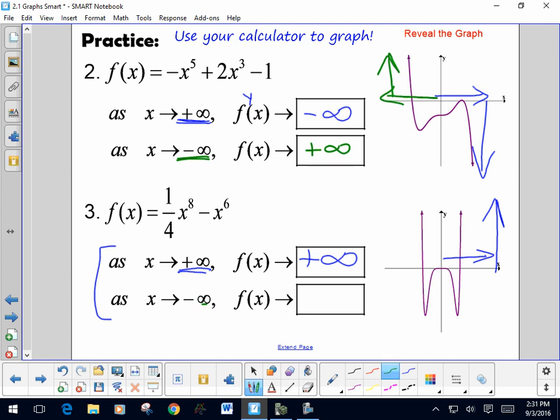And on the other side, as x goes towards negative infinity, that's talking about what's happening on the left side. This function is also going up. It is going upwards on both sides. So both of the sides of the function approach positive infinity.